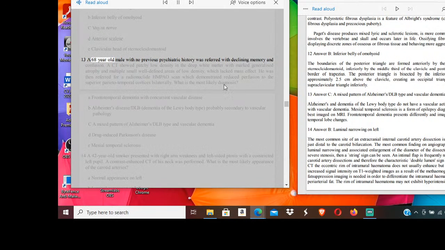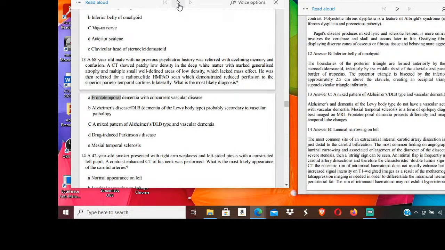13. A 68-year-old male with no previous psychiatric history was referred with declining memory and confusion. A CT showed patchy low density in the deep white matter with marked generalized atrophy and multiple small well-defined areas of low density, which lacked mass effect. He was then referred for a radionuclide perfusion scan which demonstrated reduced perfusion to the superior parieto-temporal cortices bilaterally. What is the most likely diagnosis?